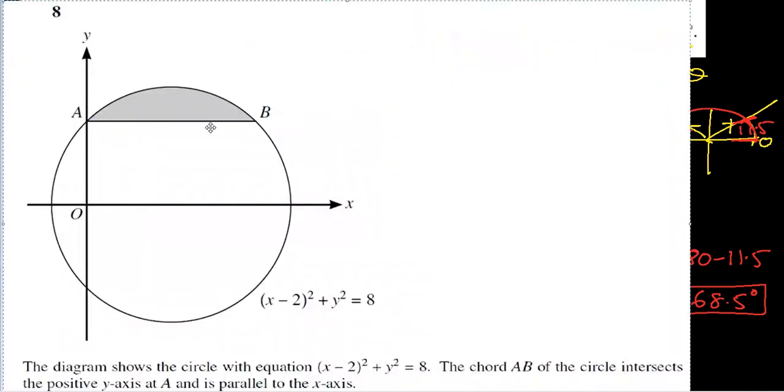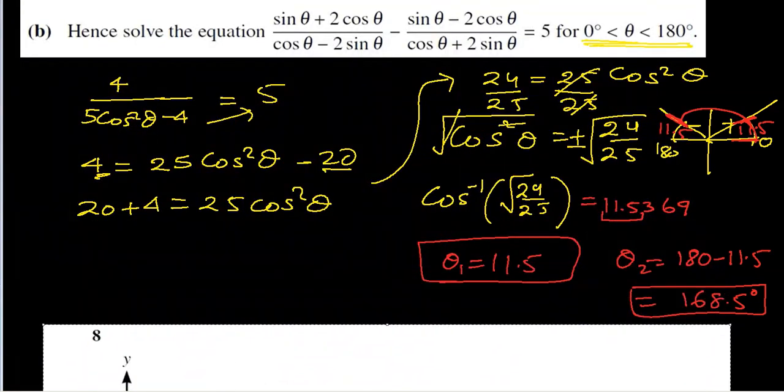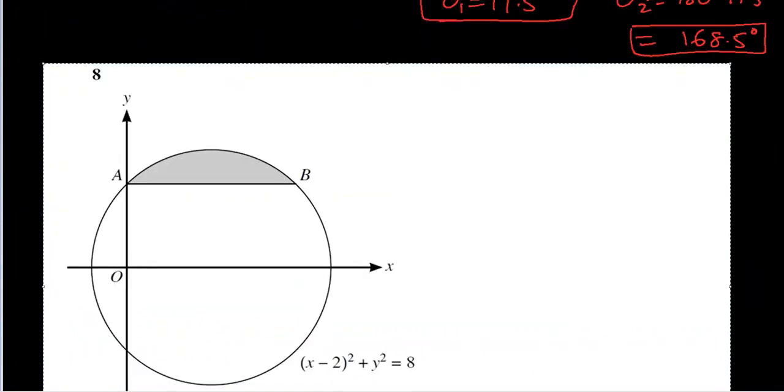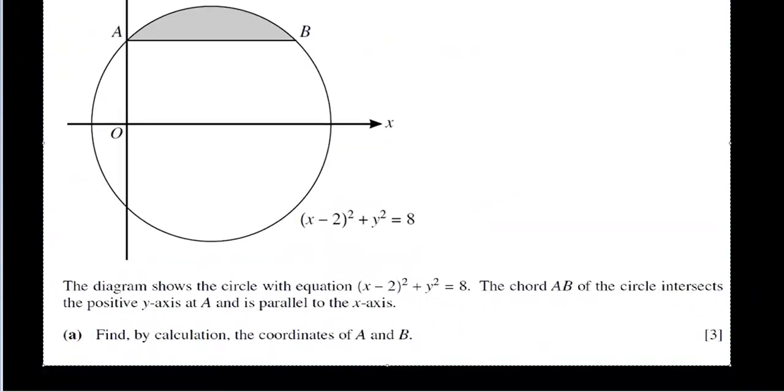Let's move on to the next, which is also based on a circle. The diagram shows the circle with equation this. The chord AB is given. The circle intersects with the positive y-axis. All right, that means the x coordinate for this is 0. That's what it means when it meets the axis. And parallel to the x-axis is AB, this one, right? Find by calculation the coordinates of A and B.